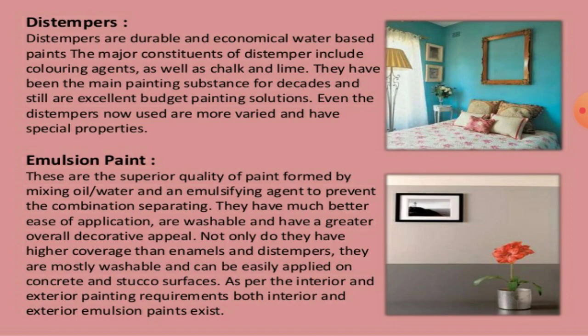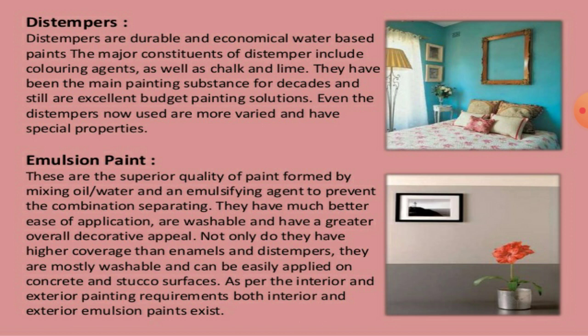Here are the distempers. Distempers are durable and economical water-based paints. The major constituents of distemper include coloring agents as well as chalk and lime. They have been the main painting substances for decades and still are excellent budget painting solutions. Even the distempers now used are more varied and have special properties.